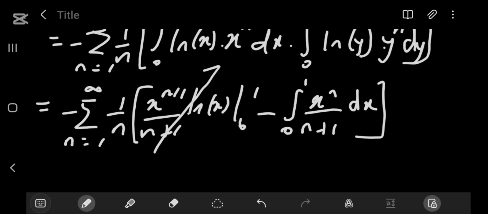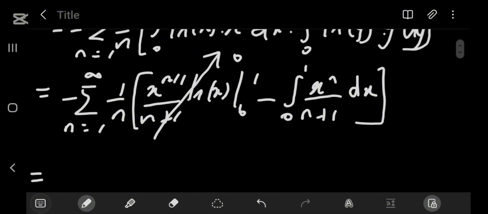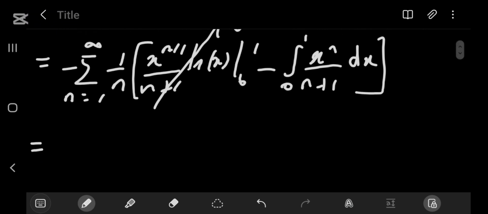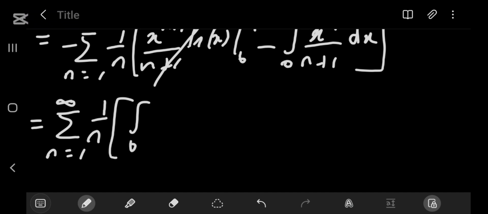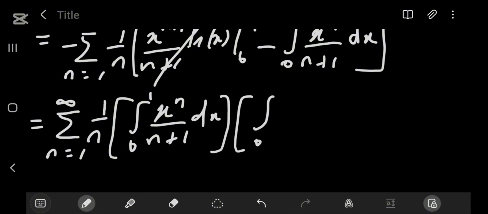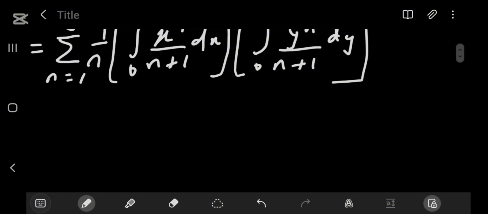This actually becomes pretty much 0, so we are left with, I'm going to put straight away this minus, and this minus will cancel each other out, so it becomes plus. So we can write this as the sum from n equals 1 to infinity of 1 over n, and the integral from 0 to 1 of x to the power n plus 1 dx, times the integral from 0 to 1 of y to the power n plus 1 dy. Okay, cool. Now let's do some integration here.